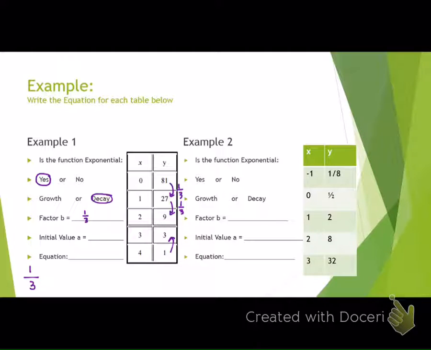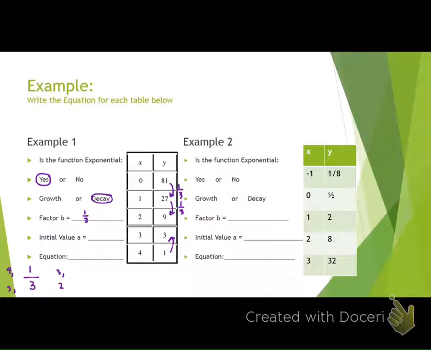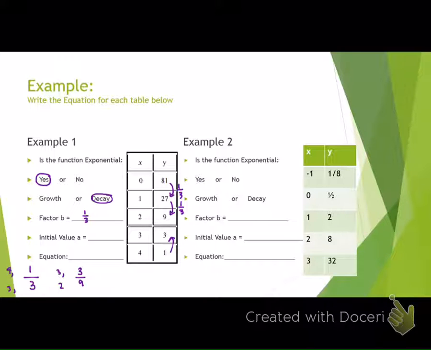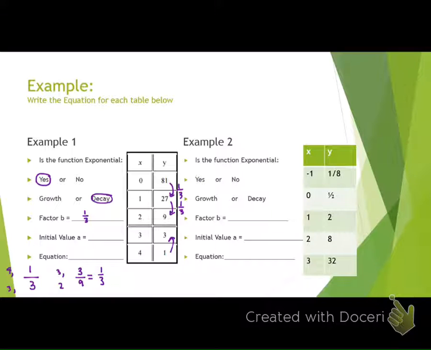So even if I would have done it with the other one, so this is with 4 and 3, right? If I would have done it with 3 and 9, I would have gotten 3 over 9. What does 3 over 9 simplify to? So if you cannot see it, all you have to do is take the lowest number divided by the number right above it, and it will tell you your factor.